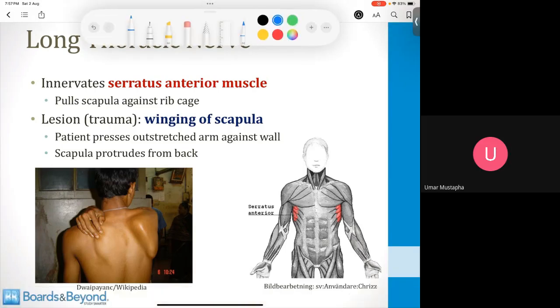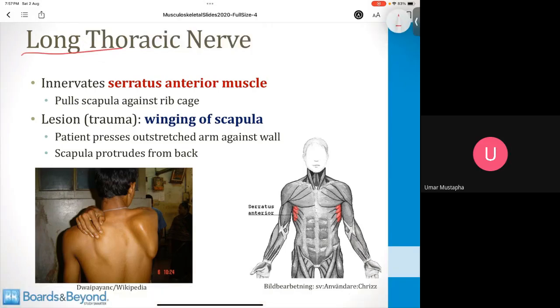Okay. The last nerve which we are going to discuss is the long thoracic nerve. If you guys remember, from the roots of the brachial plexus we were having that long thoracic nerve, right? So this long thoracic nerve is basically going to supply a muscle called the serratus anterior muscle.